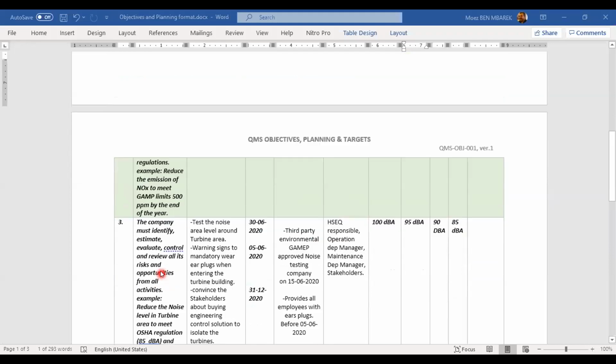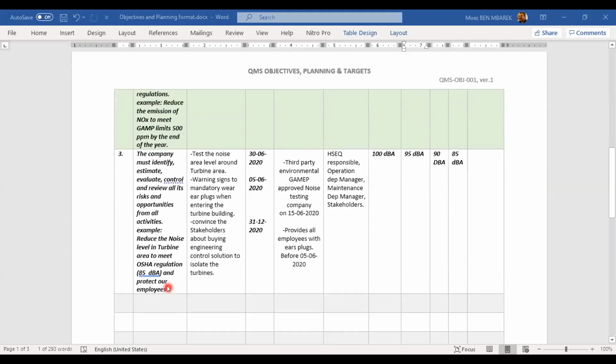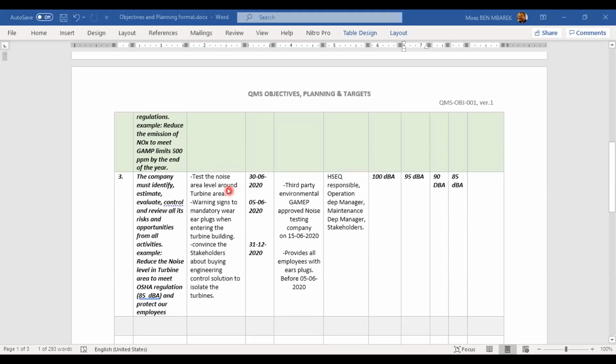The third objective, let's say goal first: the company must identify, estimate, evaluate, control, and review all its risks and opportunities from all activities. As an objective, reduce the noise level in the turbine area to meet the OSHA regulation of 85 decibel A, and protect our employees. Okay, we will test the noise level around the turbine area. We will post warning signs making earplugs mandatory when entering the turbine building, and convince the stakeholder about buying an engineering control solution to isolate the turbines.